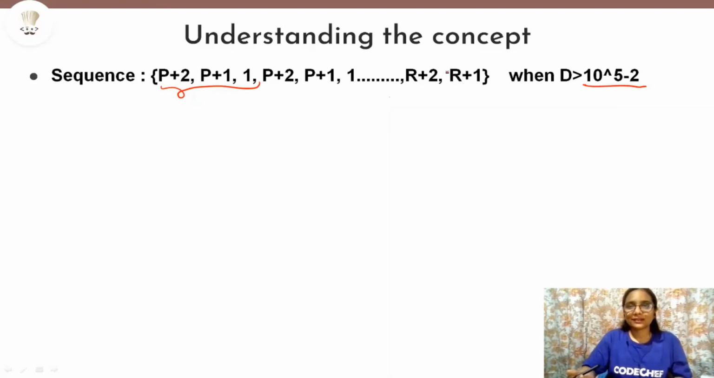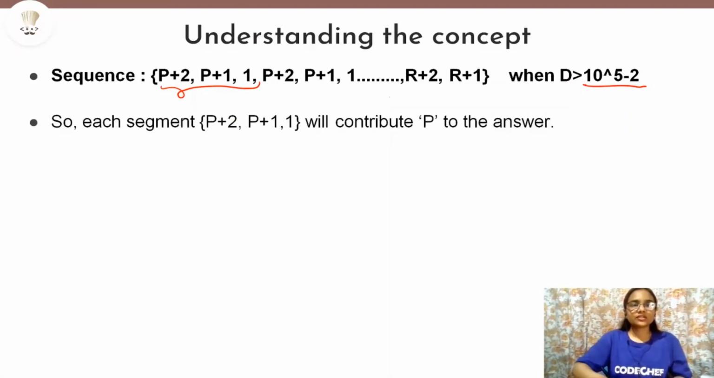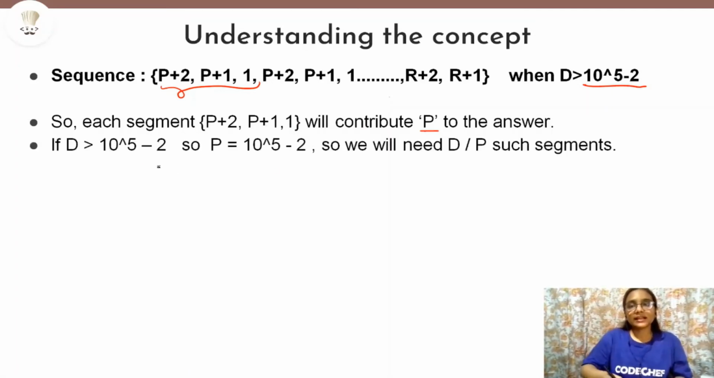So let's discuss a quick summary of how we arrived at our solution. For each segment p plus 2, comma, p plus 1, and 1, we already know that it will contribute p to our summation. The second point is that if your d is greater than 10 to the power 5 minus 2, then we cannot directly take this sequence as our answer. If your d is less than or equal to 10 to the power 5 minus 2, then this sequence will work perfectly. But if it is greater, then we can take our p as 10 to the power 5 minus 2, which will get contributed each time because of this sequence.